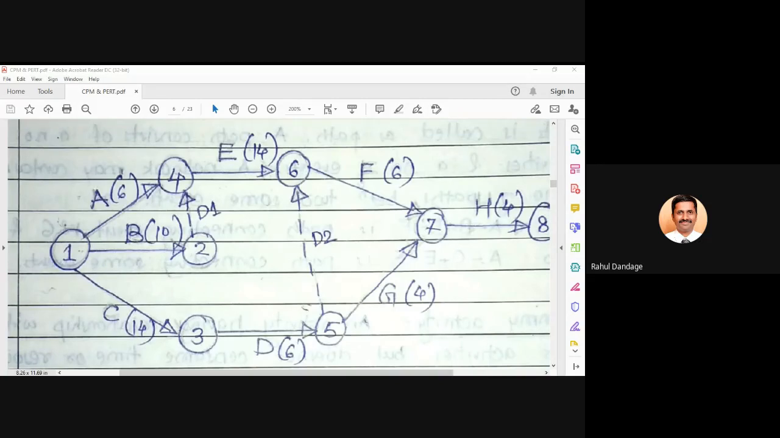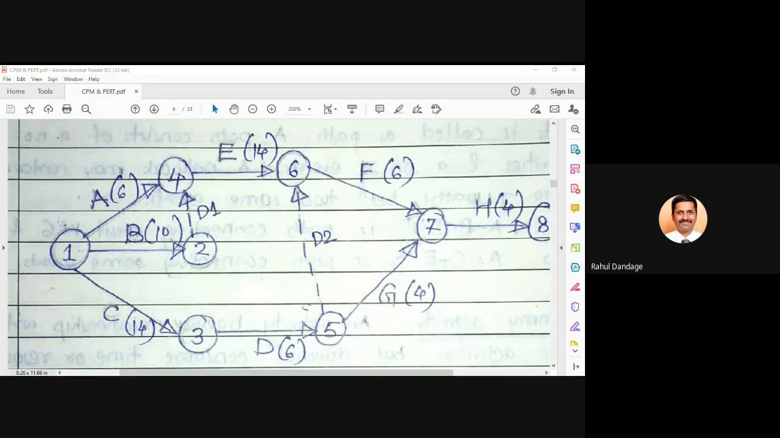How can we also say these are dummy activities? Because there is no time or duration mentioned for these. For all the remaining activities, some duration is mentioned, so they are consuming certain time. D1 and D2 are dummy activities, so there is no consumption of time for them.